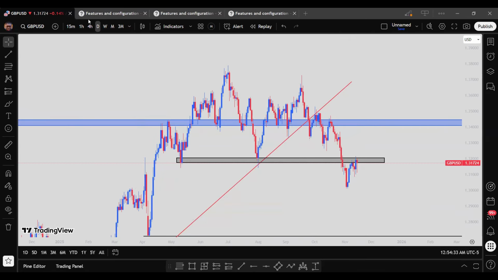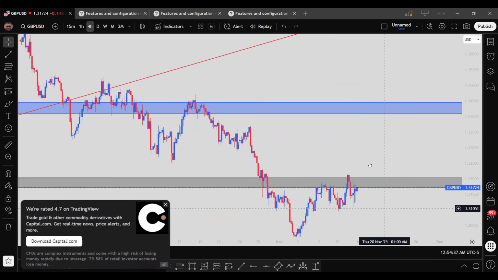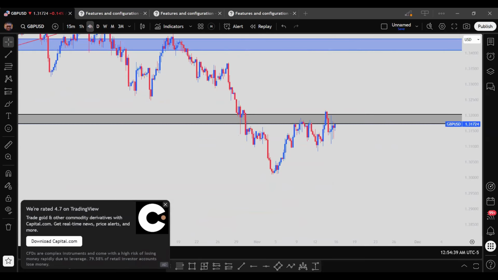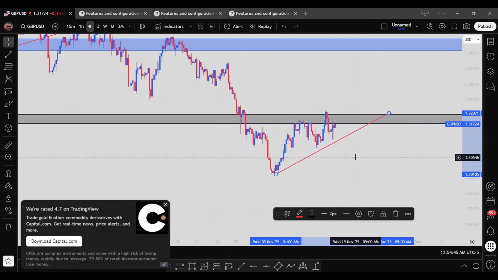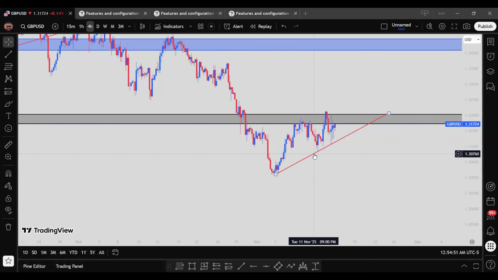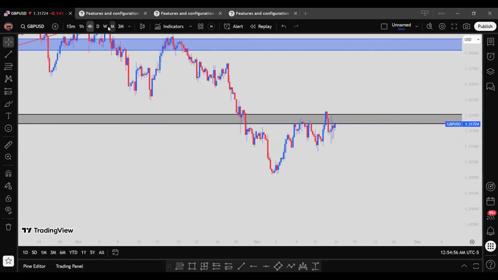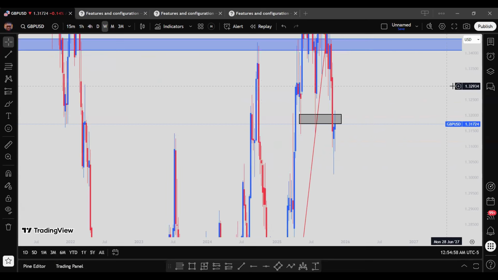After we have the retest of it, I'm just going to be using a 4-hour. We already got a retest of it, and price has currently been rejected from here, right? So after we have a break of this counter trend line to the downside, then I'll be interested in getting into a sell trade from here. But that's something that I'm looking at on GBPUSD at the moment.